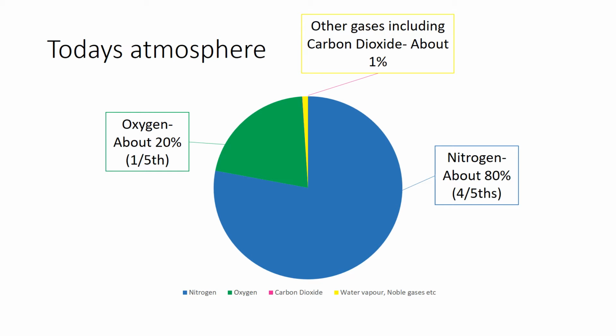So as I said, it's been like this for about 200 million years, but the Earth is about 4.6 billion years old. And we know that the atmosphere has not always been in these proportions, but has changed in that time.